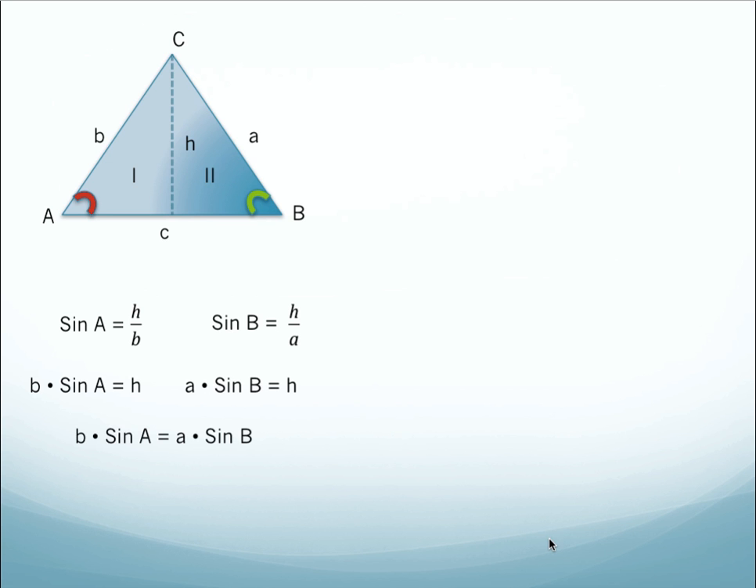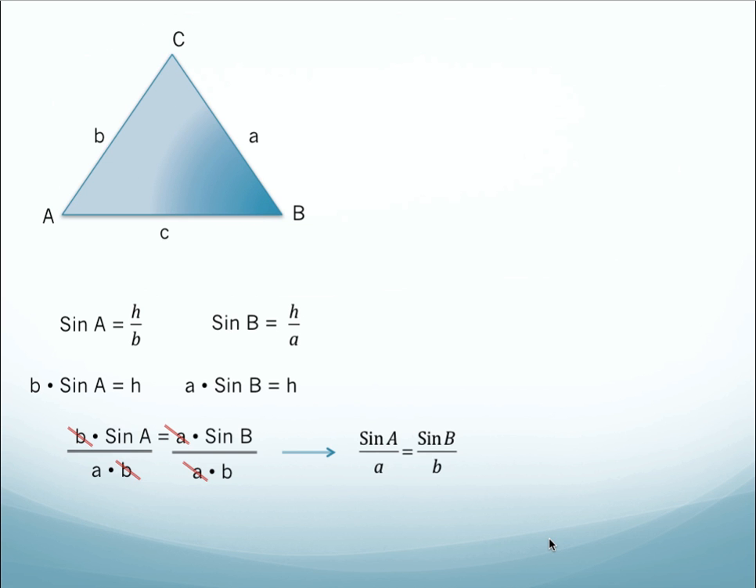If I take this equation, I can divide both sides by A times B. Now on the left, the lowercase b's will cancel. And on the right side, the lowercase a's will cancel. This leaves me with the sine of A over A equals the sine of B over B.